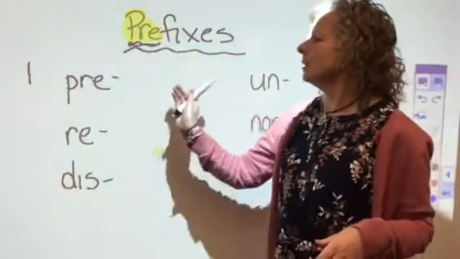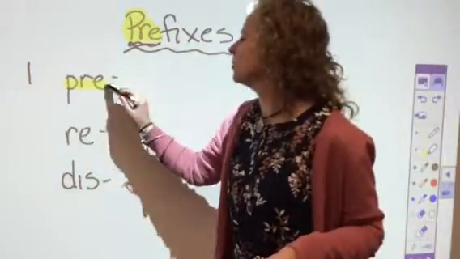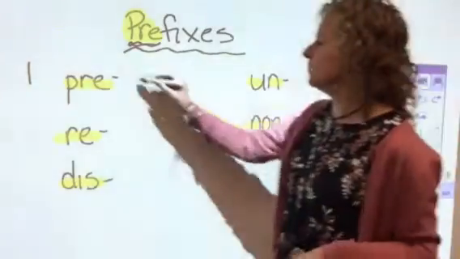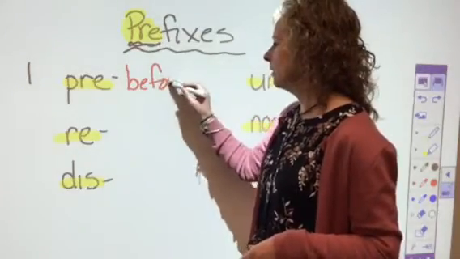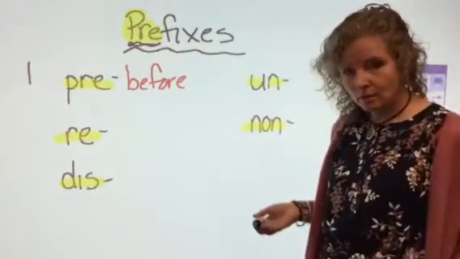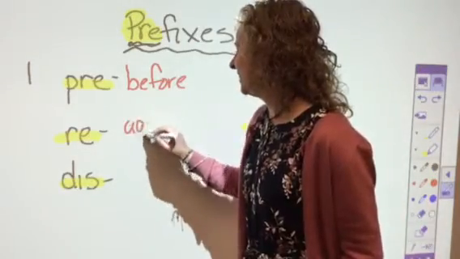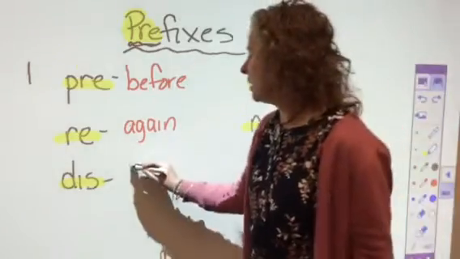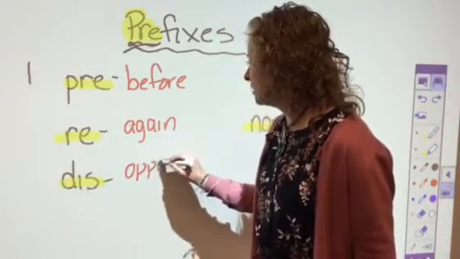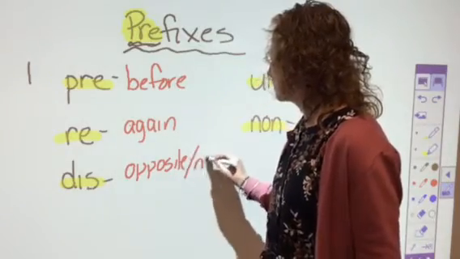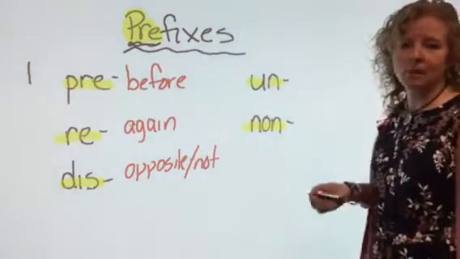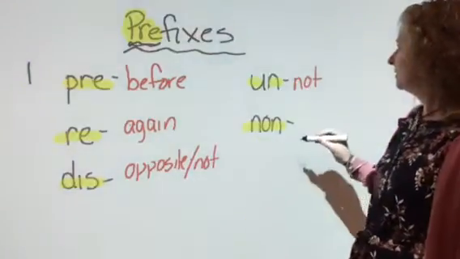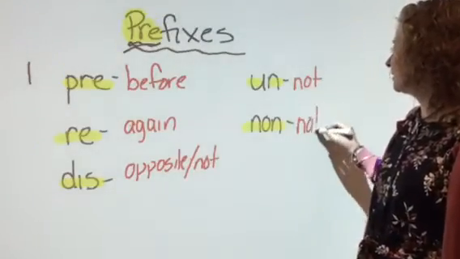So pre means it's that little chunk that comes before the word. So here are some common prefixes. And I want to tell you, pre means before. We've talked about that one a lot. Re means again. Dis means the opposite of or not. Un means not. Non means not. There are a lot of prefixes that mean not.